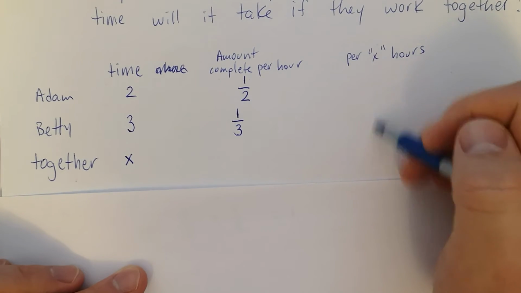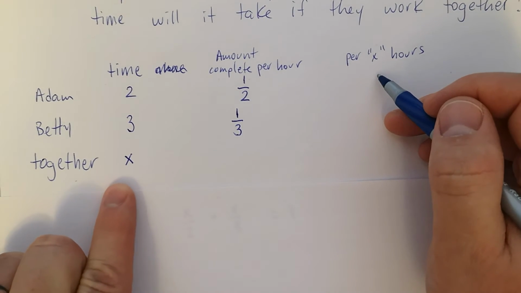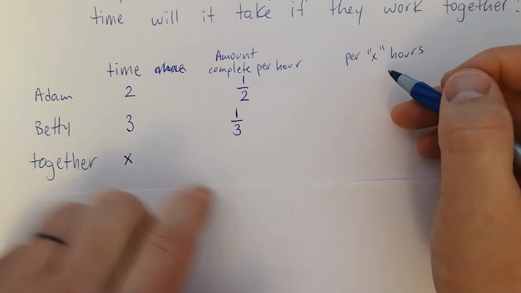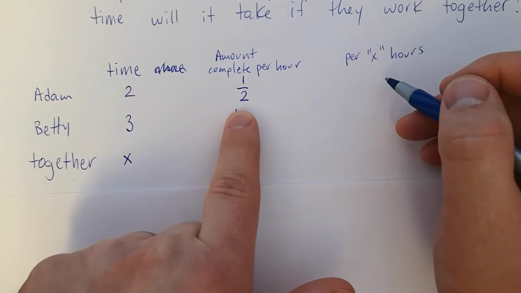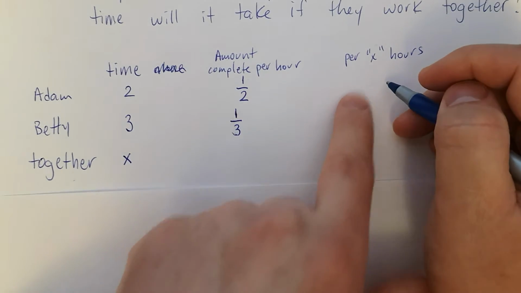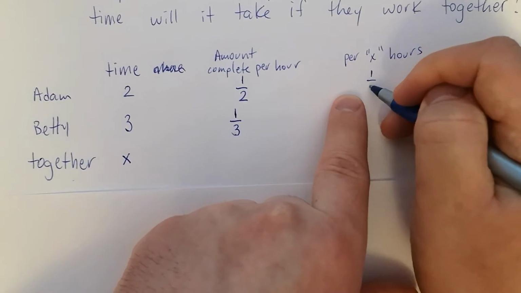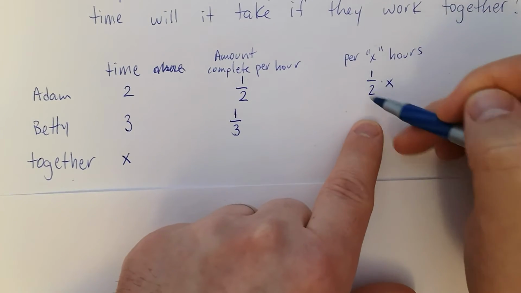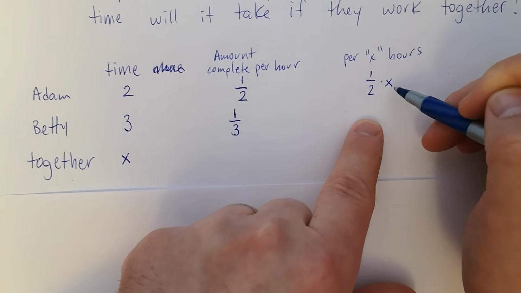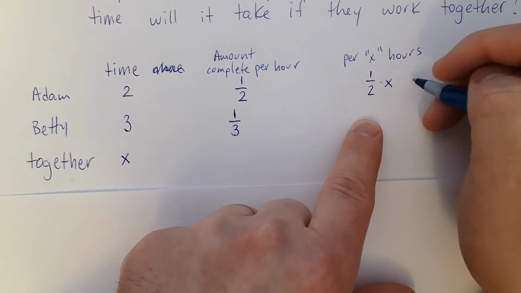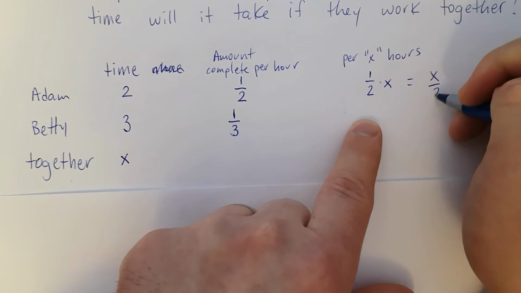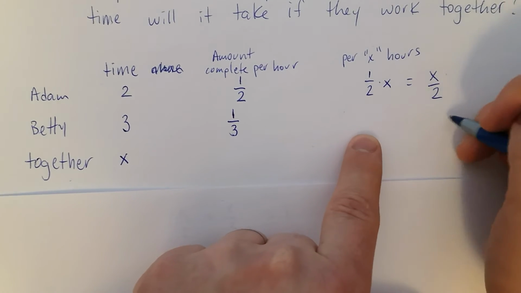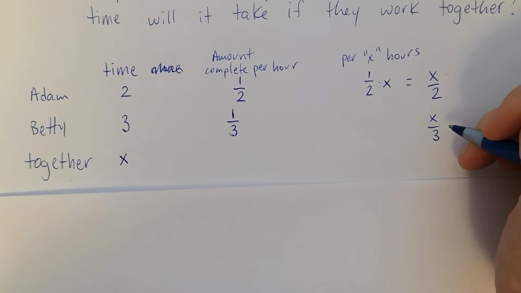Here's where it gets good. Per X hours, X is the total time it's going to take them both. If Adam gets half of a room done every hour, in X hours, it's going to be half a room every hour times X. Does that make sense? So every hour he gets half a room done. If it's X hours, you just multiply those two. That can look a lot nicer. That can be X over 2. And I'll just skip to the good part for Betty. It'll be 1/3 times X. Betty will be X over 3.